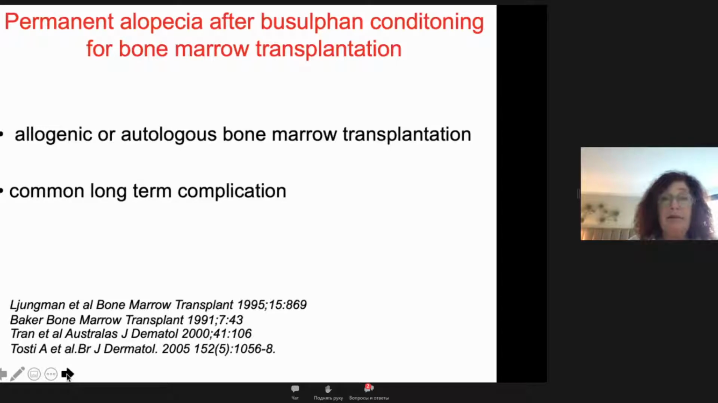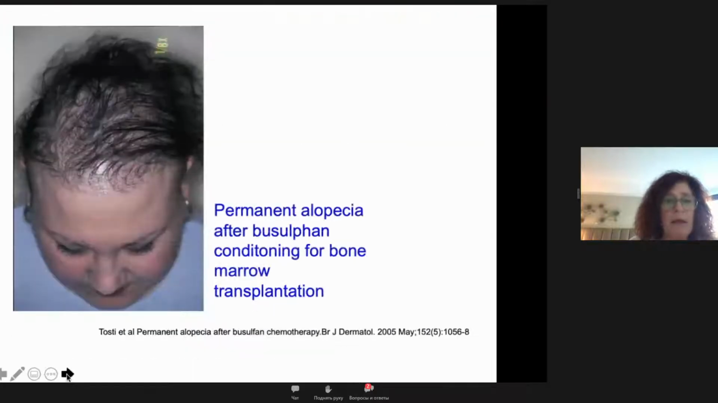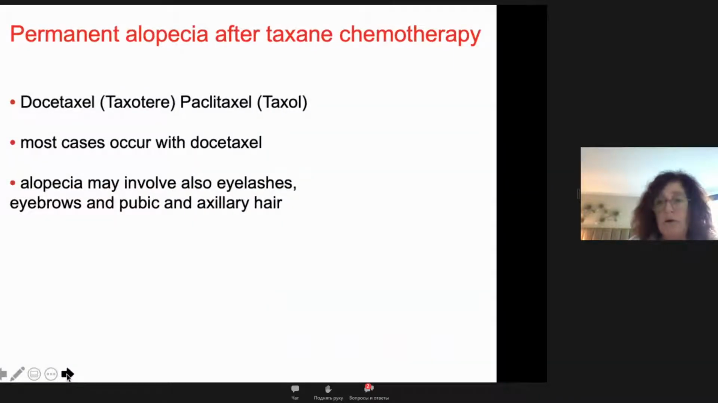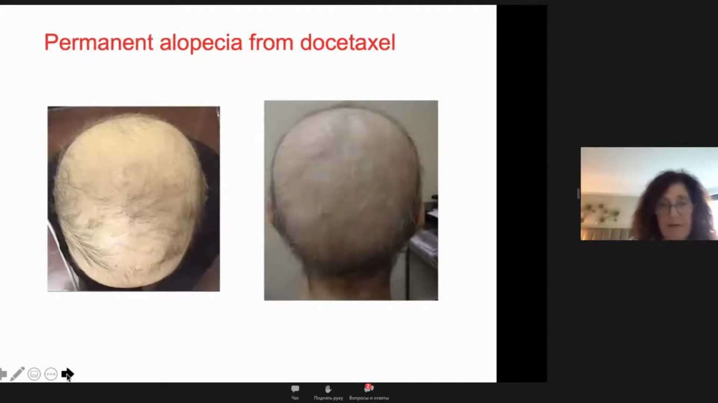And this occurs with several drugs, but the most important are busulfan, which is used in bone marrow transplantation, and this is a very common long-term complication in children surviving from leukemia. You see the diffuse hair loss. Another example. And it occurs with taxane chemotherapy, especially with docetaxel, which often involves not only the hair, but also eyelashes, eyebrows, and other hair, and may be very severe.